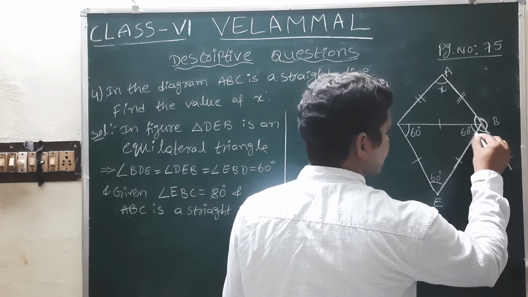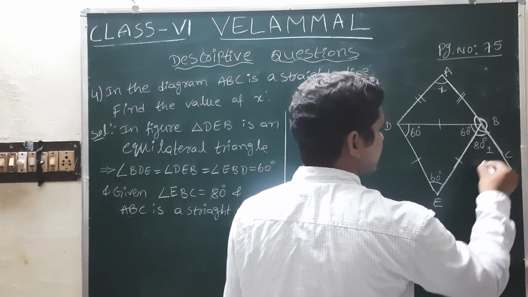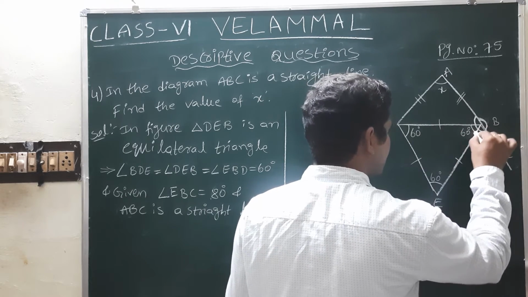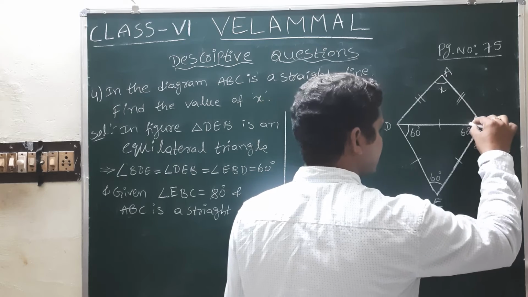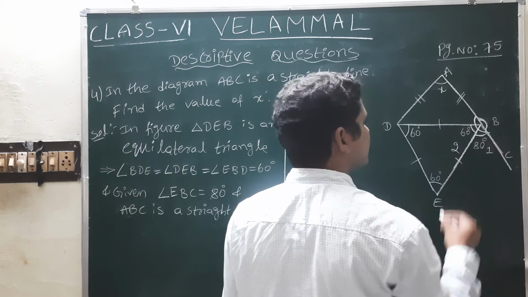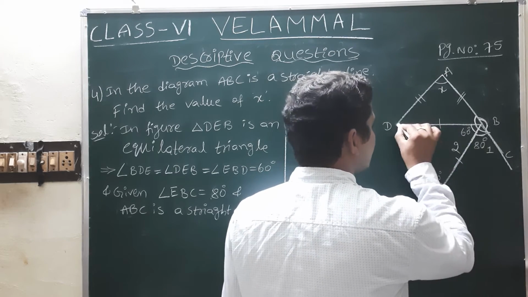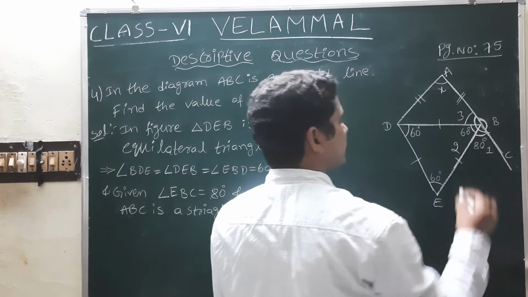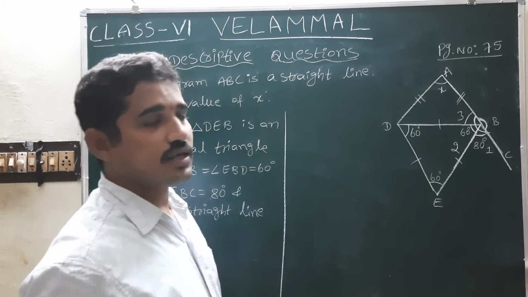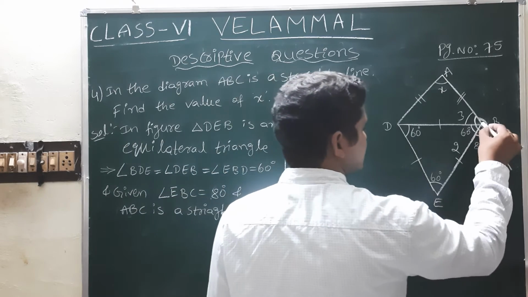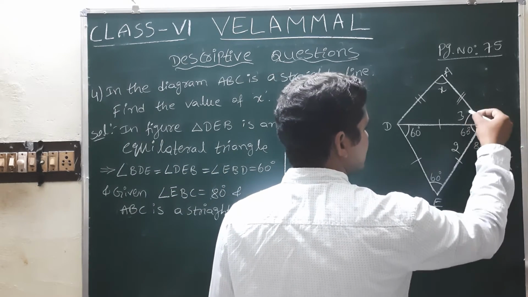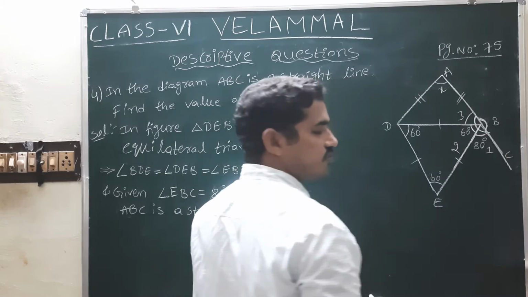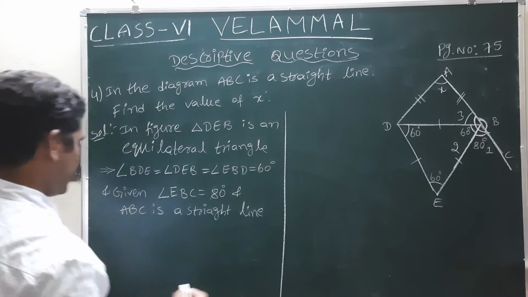So this angle we can take as part 1, and angle DBE is another part. We can consider this as the second part, and angle DBA is divided into the third part. Correct? So the sum of angle 1, angle 2, angle 3 we can say is 180 degrees.